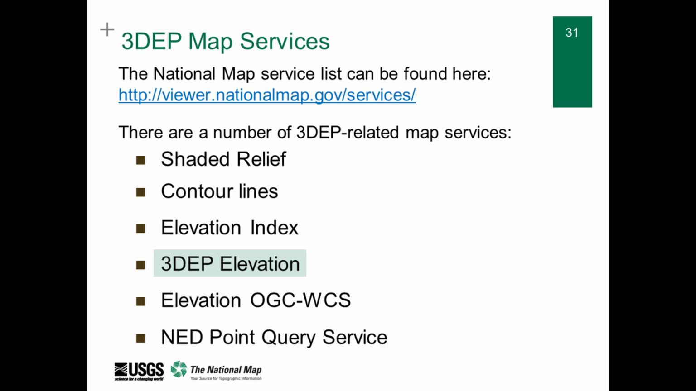Lesson 10E3 has further details on this service. Elevation OGC WCS is a web coverage service that supports cloud-based data analysis and modeling. The NED point query service was mentioned earlier and will provide an elevation value for a given coordinate.